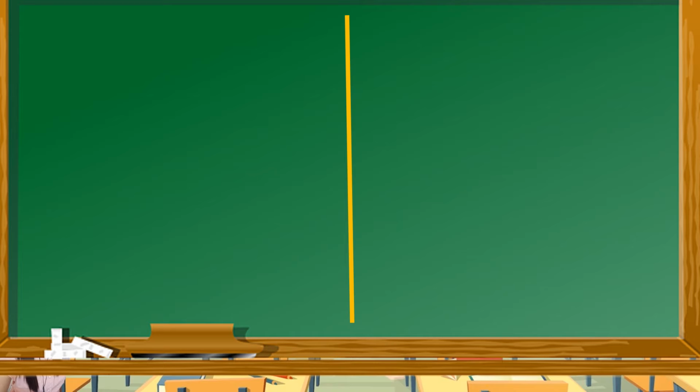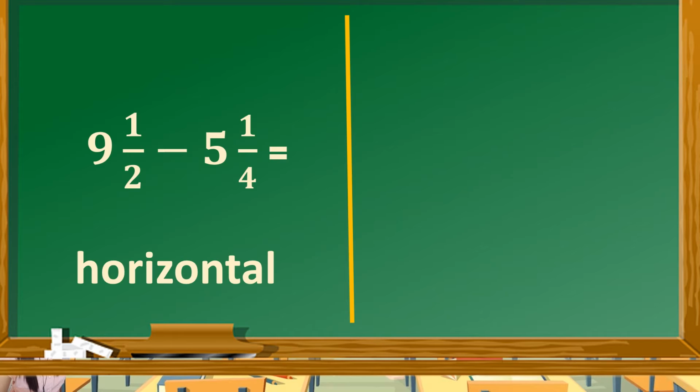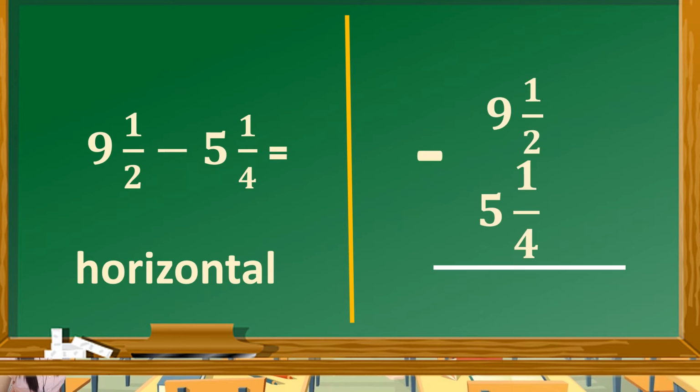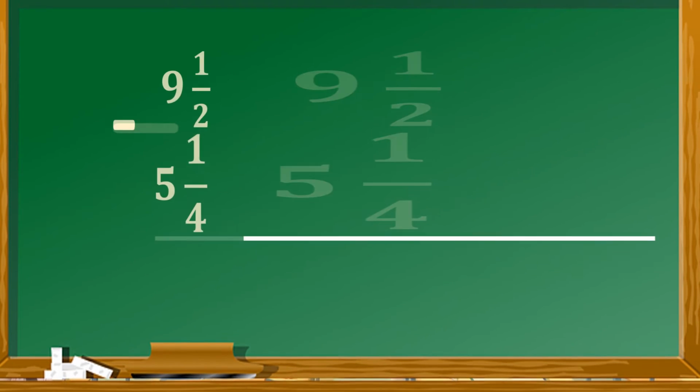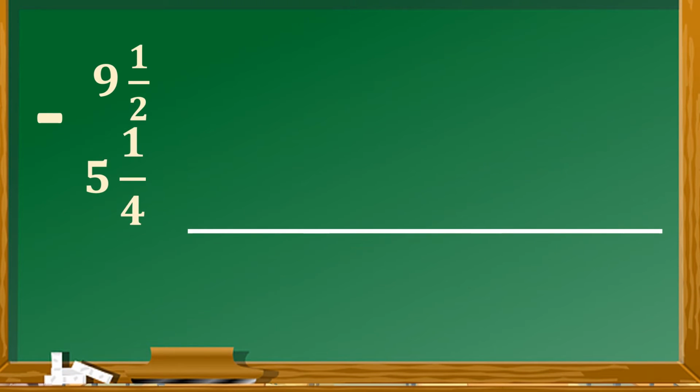Let's have another example. So usually kasi, pag nagsasubtract tayo, naka-horizontal format. But then, pwede rin naman tayong gumamit ng vertical. So ganito yung itsura ng vertical. Subukan natin. So, meron tayong 9 1/2 minus 5 1/4.